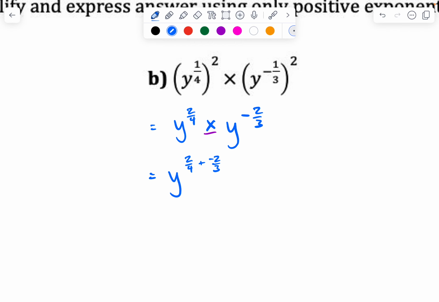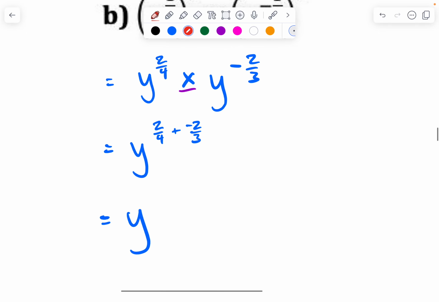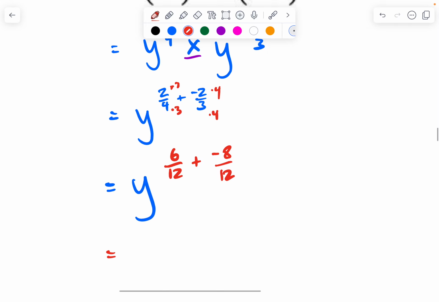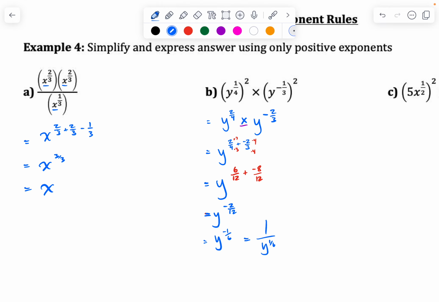Okay, now I need a common denominator, which is going to be 12, because 4 times 3 is 12. So this is y to the, now I have to do times 3 times 3. So that's 6 over 12 plus negative, and I'm going to do times 4 times 4, 8 over 12. So this is y to the negative 2 over 12, which I know I can simplify to negative 1 over 6. And because it's negative, I can write it as 1 over y to the 1 over 6.